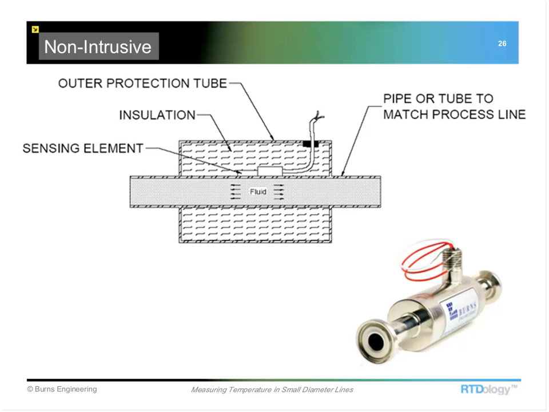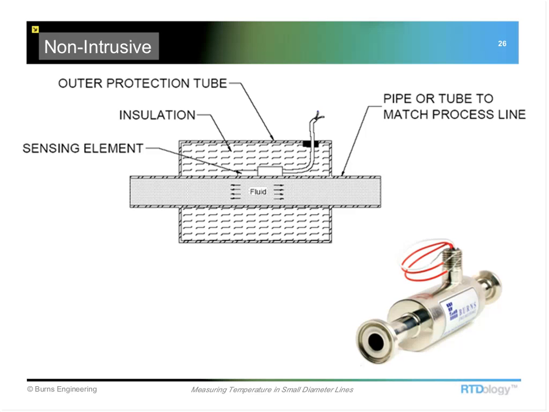The magnitude of that error is highly dependent on the fluid flow rate, the ambient conditions, and the delta T between your fluid and the ambient conditions. Time response can be a little bit slow, because again, the piping has to change temperature along with the sensor.